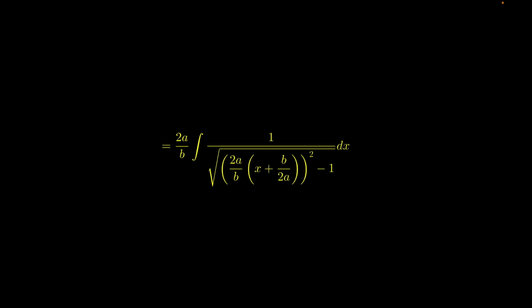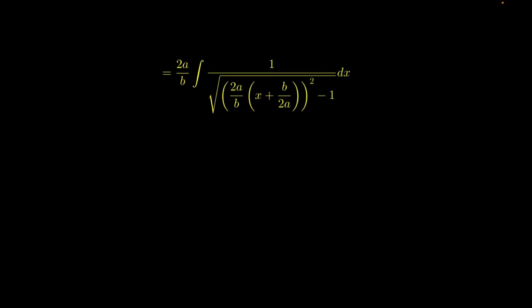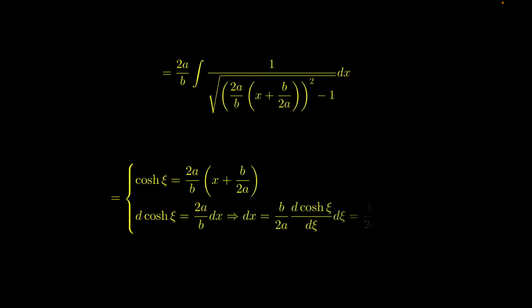perform the hyperbolic substitution. Well, the hyperbolic substitution, how does it look like? What we're going to do is we're going to say that the hyperbolic cosine is equal to 2a divided by b times x plus b divided by 2a, and then we calculate the infinitesimal element dx in dependence of d psi, and we will find out that dx is equal to b over 2a times the hyperbolic sine of psi times d psi.